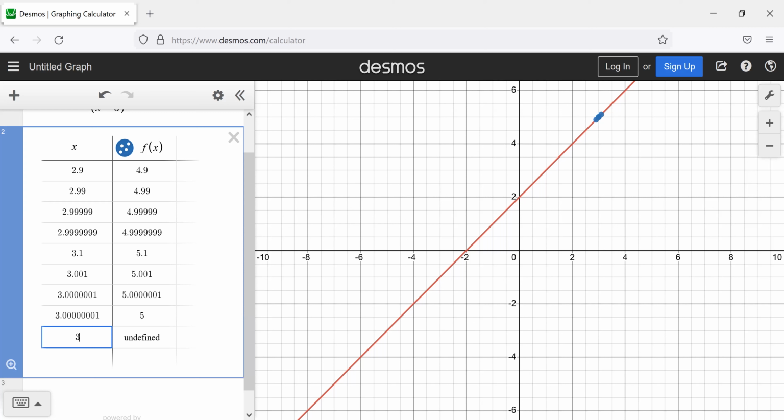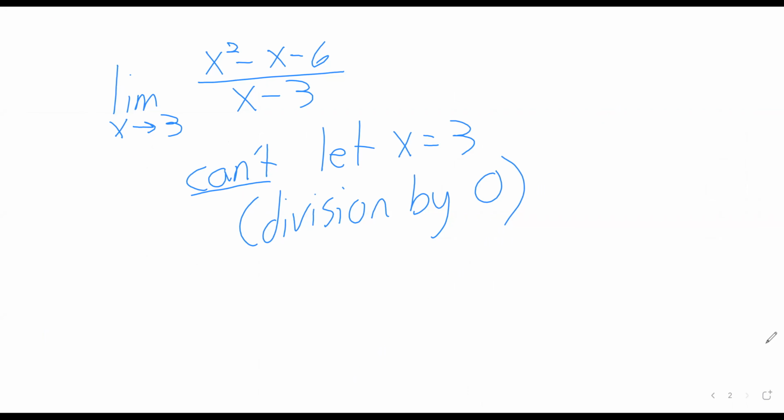I'll put a question mark here because we've just numerically approximated this. We don't know that this is correct, but it certainly looks like the answer to this is 5, and that's not gotten by letting x be 3.